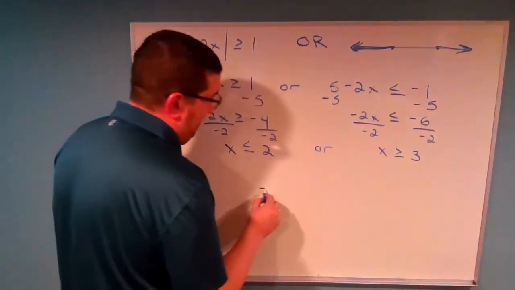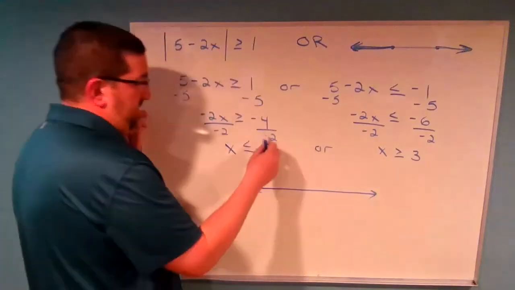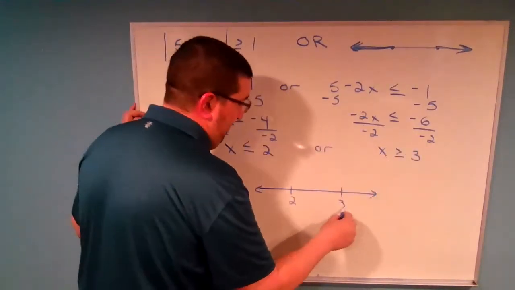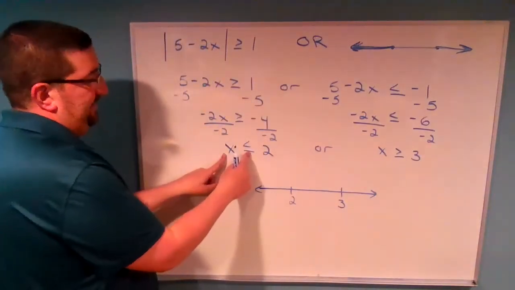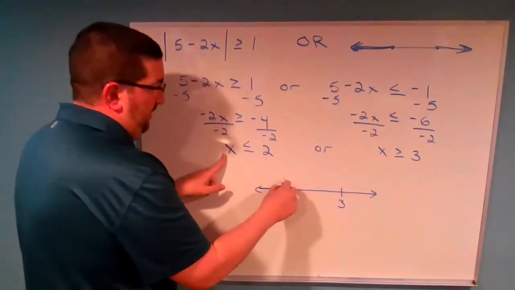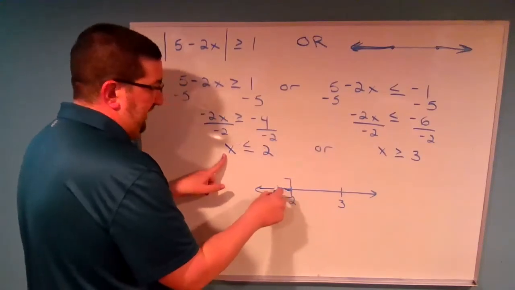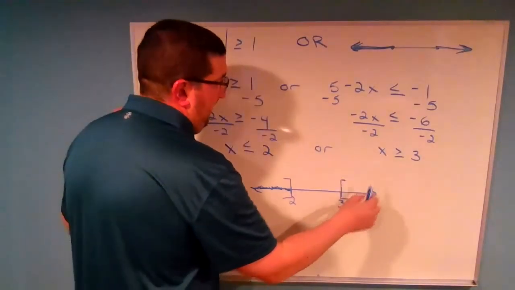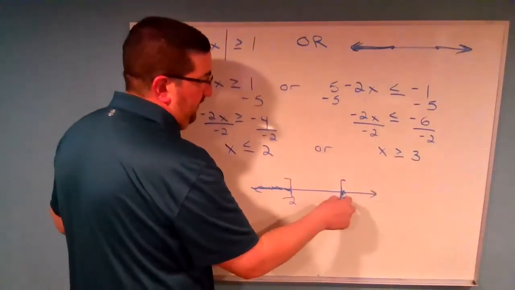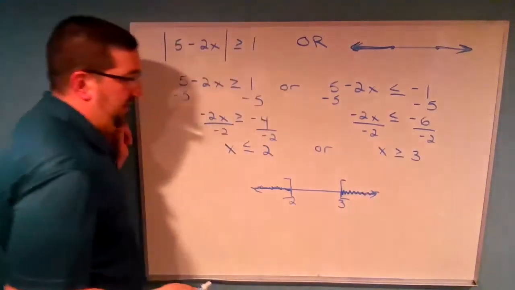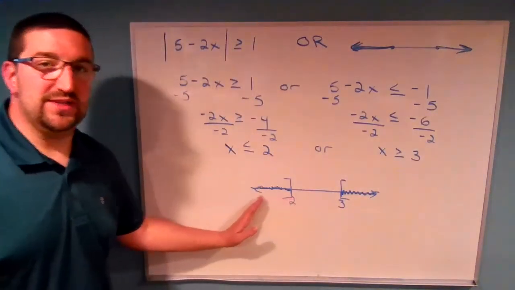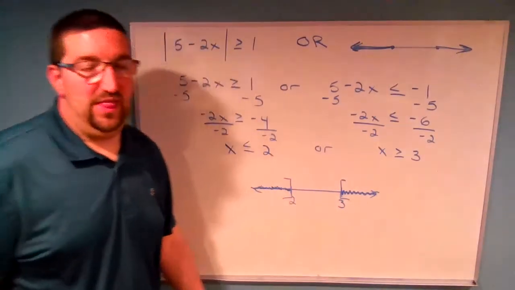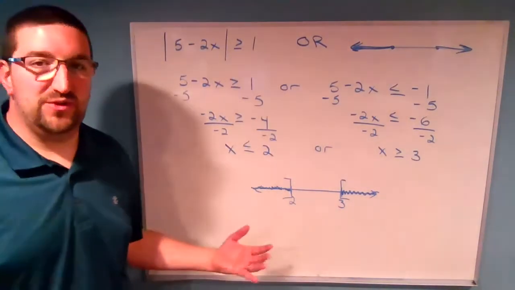So to put that on a number line now, you still want your values of 2 and 3. So 2 and 3. Here, x is going to be less than or equal to 2. So we are going to be shading to the left of 2. And then x being greater than or equal to 3, we're going to be shading to the right of 3. So we have 2 separate intervals. One is going to be less than 2, or the other interval is going to be greater than 3.